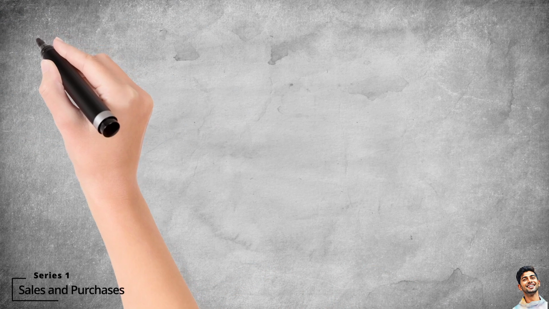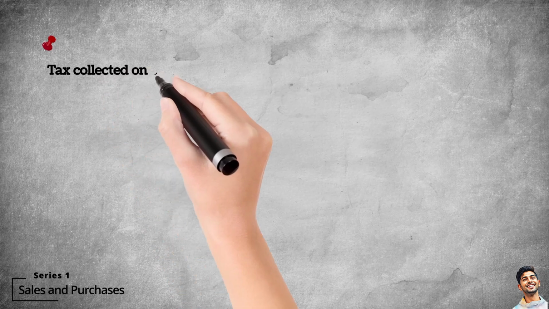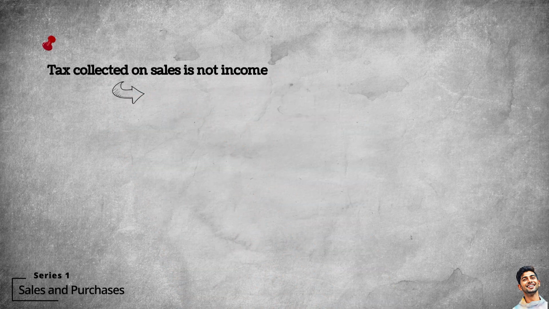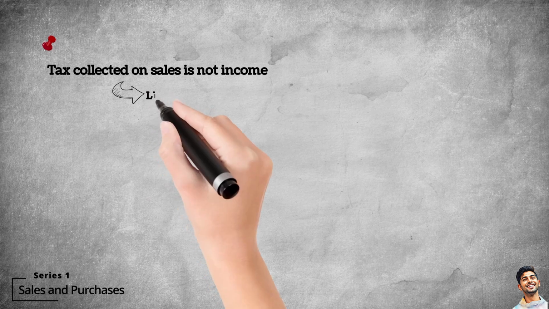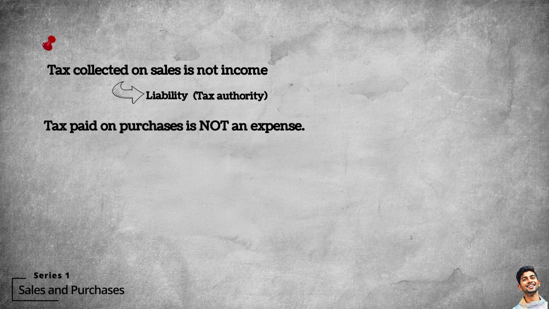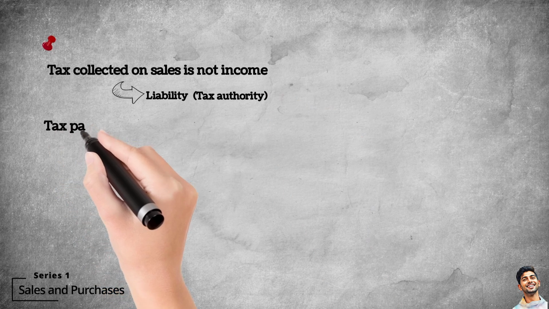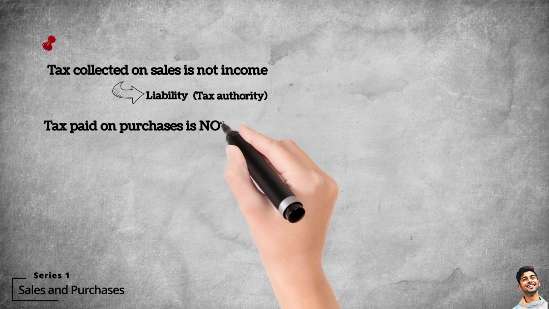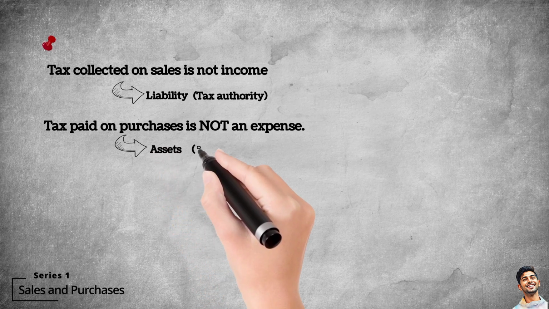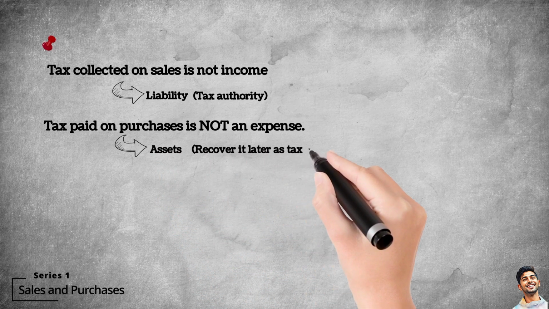Now here's a very important point. Tax collection on the sales is not income. It's actually a liability because the business has to pay it to the tax authority. And tax paid on purchases is not an expense. It's treated as an asset because the business may recover it later as a tax credit.